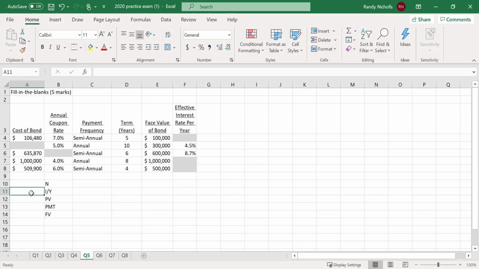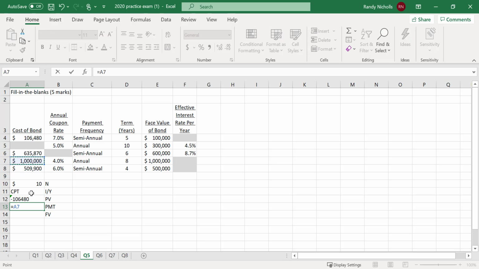So at some point in time, I'm going to have to compute this number. So n, number of periods. I have 5 years and it's semi-annual, so 5 times 2 per year is 10. My PV is the cost of the bond. And again, this has to be a different sign, so I'm going to use minus here. So minus 106,480. My payment is the face value of the bond, so 100,000.